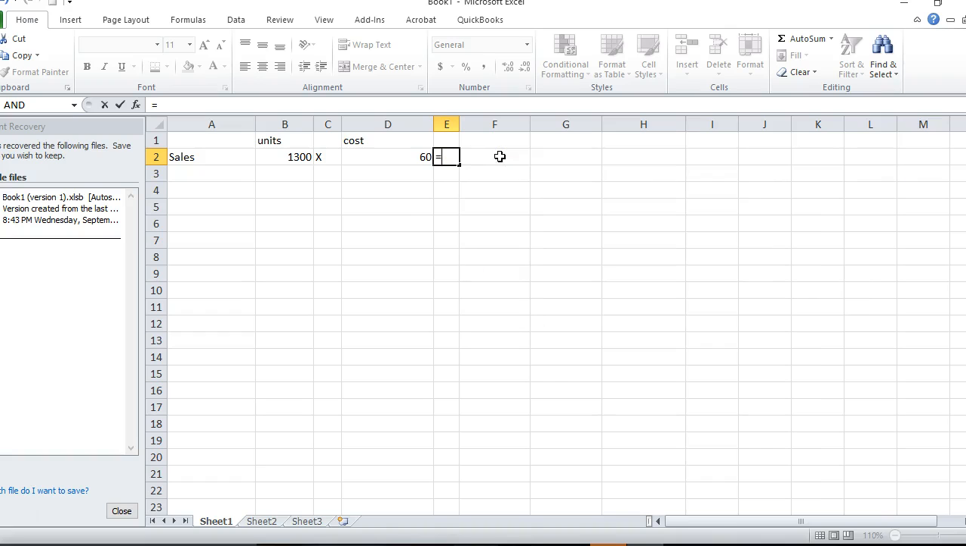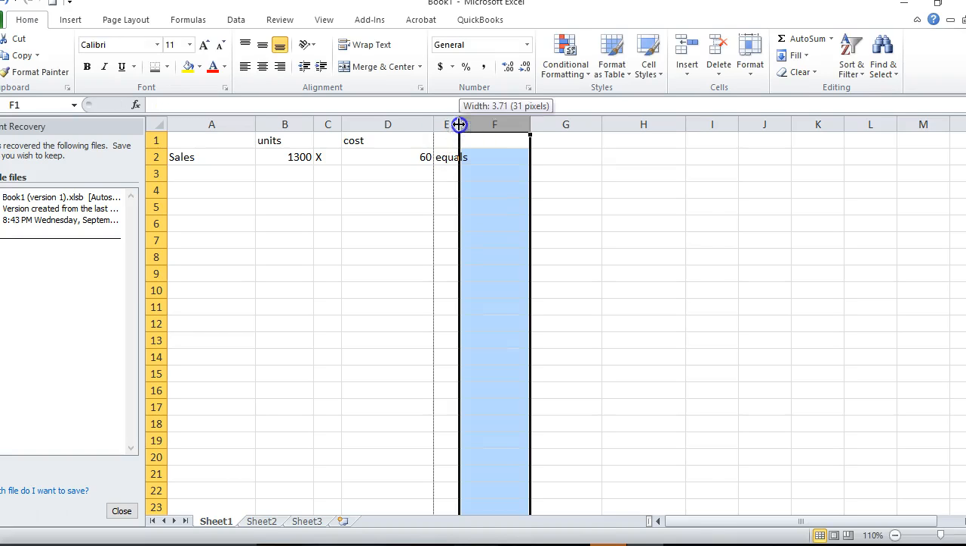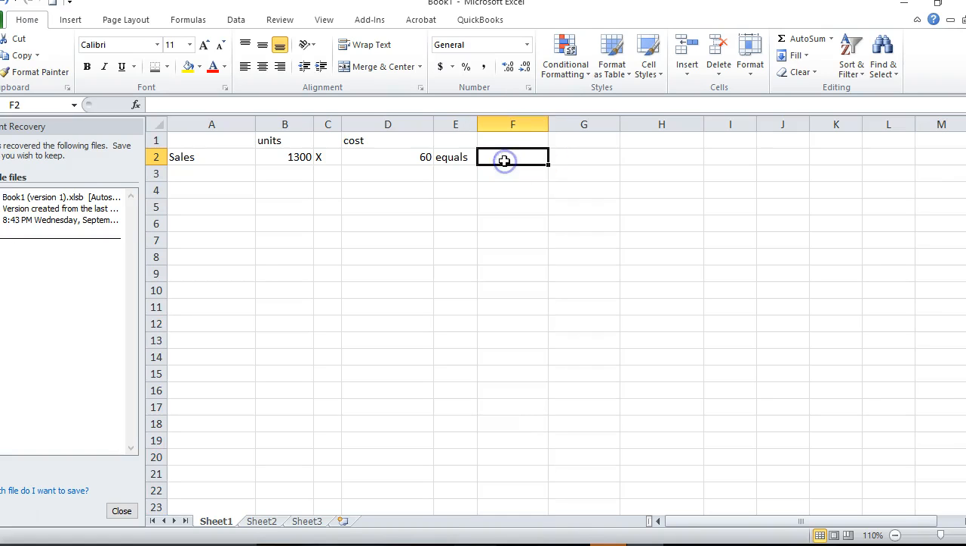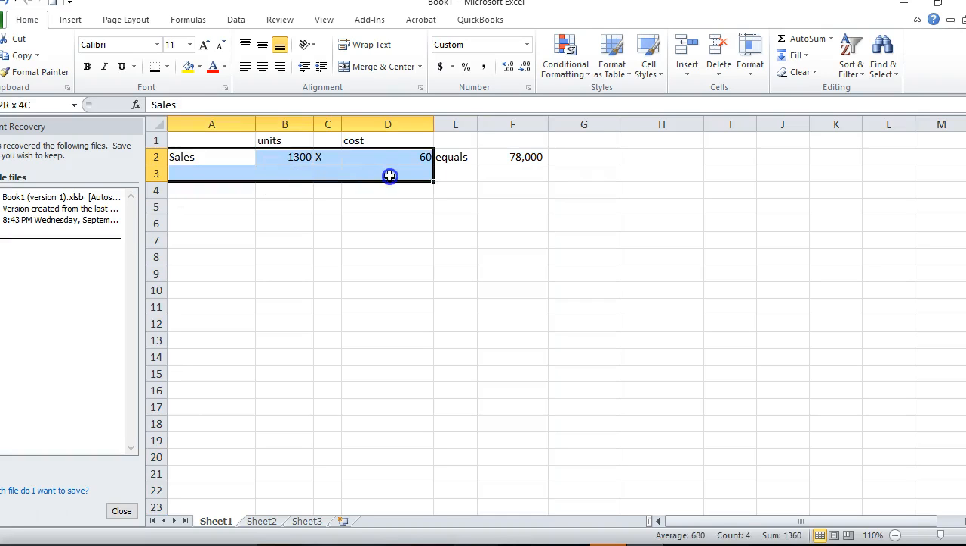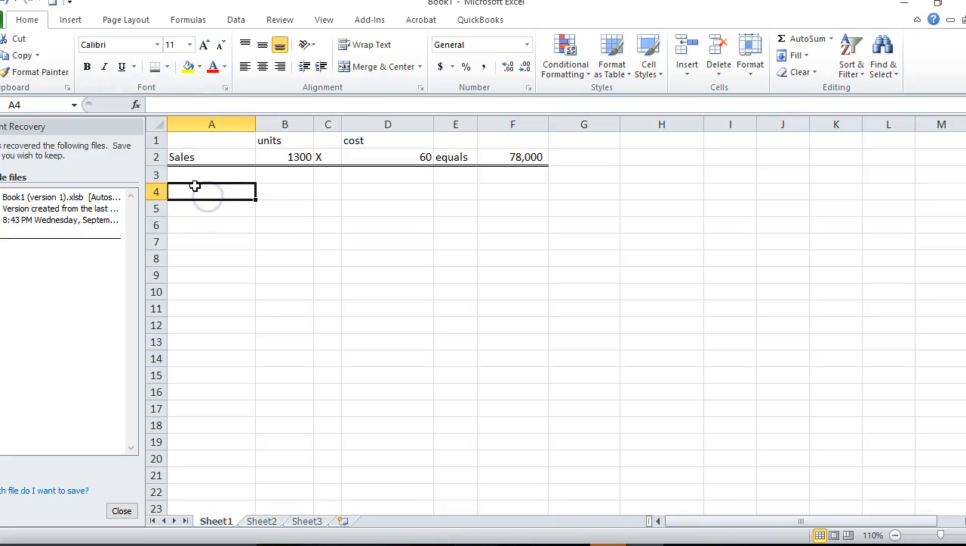Whoops, it doesn't like my equal sign. I'm just going to type in equals. So we can do 1,300 units times 60. We sold $78,000 worth of product. This is the sales portion here.